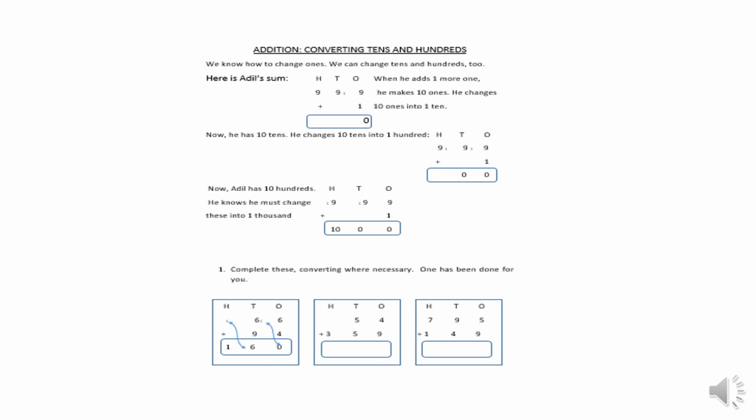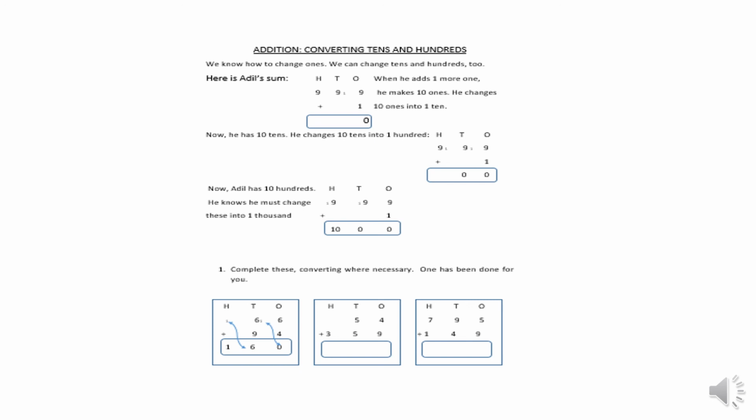In hundreds we already have 3. When we add this 1 with 3 we will get 4. So the answer will be 4 hundreds, 1 ten and 3 ones. You will solve. Similarly, you see the third question. In this question, in ones we have 5 and 9, in tens we have 9 and 4, and in hundreds we have 7 and 1.